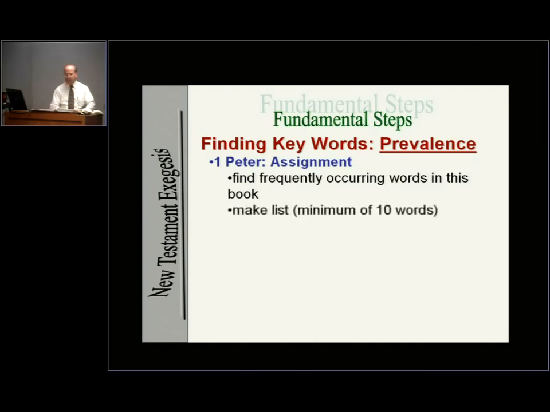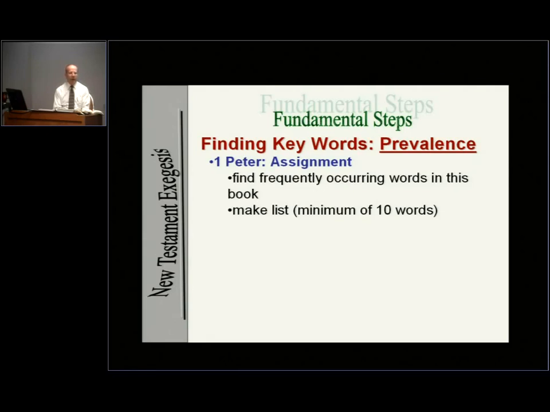So then I'm going to make a list. I've come up with X number of words. So I'm going to generate a master list. I'm going to try to at least come up with 10 words. That's very subjective. You know, the bigger the book, the more words you're going to have. The shorter the book, the fewer words you're going to have. So just kind of play with that as time goes on.